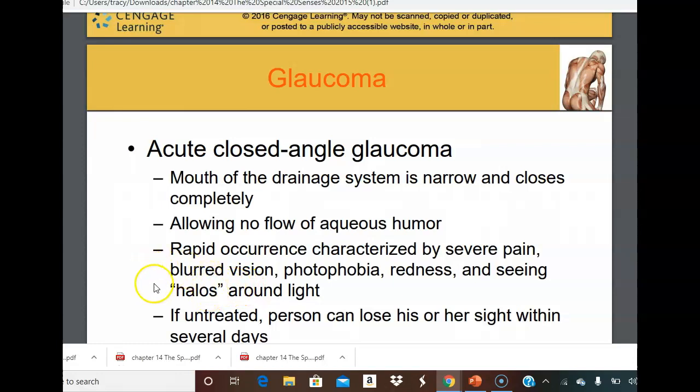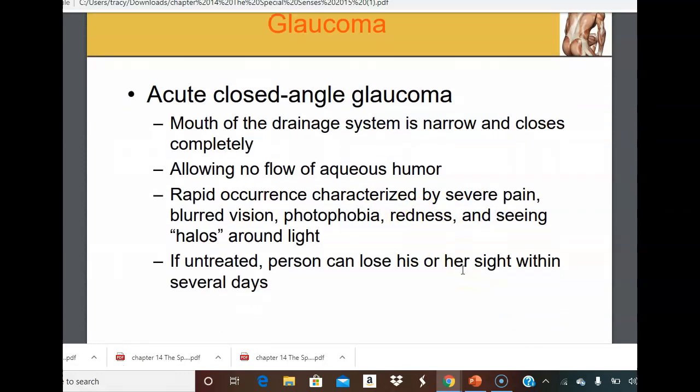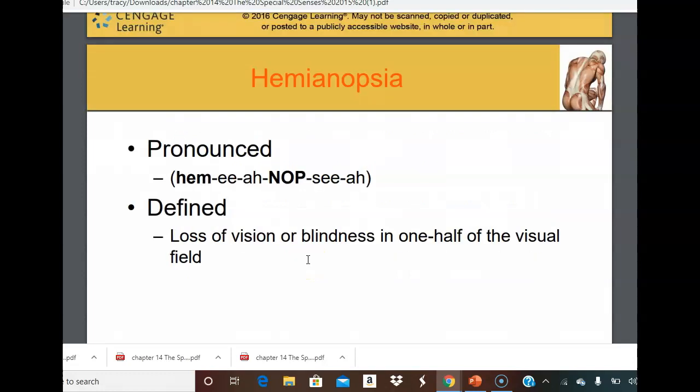People will come in complaining of blurry vision, and a prototypical complaint is halos around lights. Okay, they'll have sensitivity to light, redness, and they're seeing halos. And so this particular person can lose their sight quickly if it's not dealt with. Okay, if they can identify it and get a procedure started and medical treatment started, we can prevent loss. But this one is a little bit more rapid and has to be dealt with immediately.